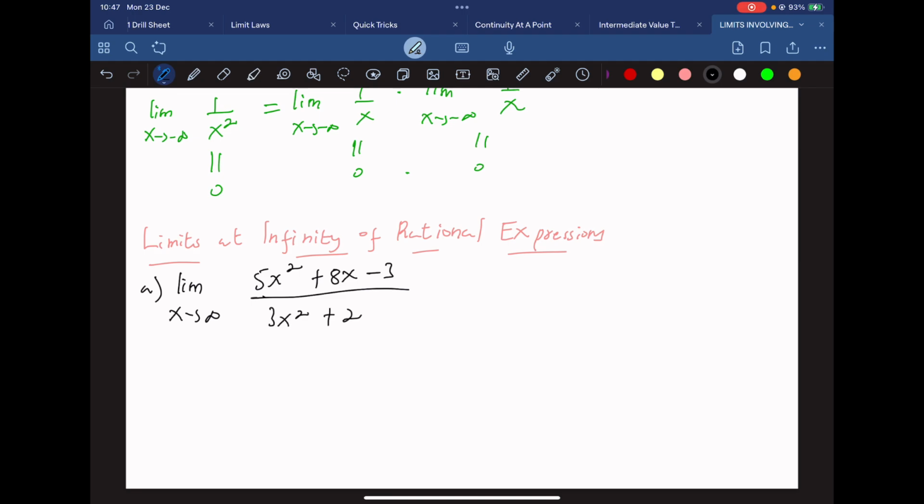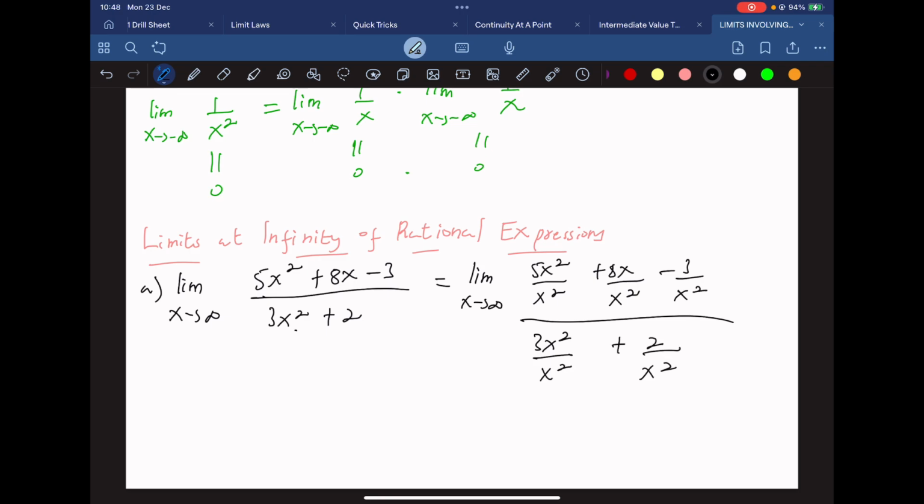plus 2. One thing that you have to notice, whenever you have limits at infinity of a rational expression, you have to divide the numerator and the denominator by the highest power of x in the denominator. Now, looking at this denominator, the highest power of x is x squared. So basically, what you have to do is to divide the numerator and denominator by x squared. So you have 5x squared over x squared plus 8x over x squared minus 3 over x squared. Then you do the same thing in the denominator.